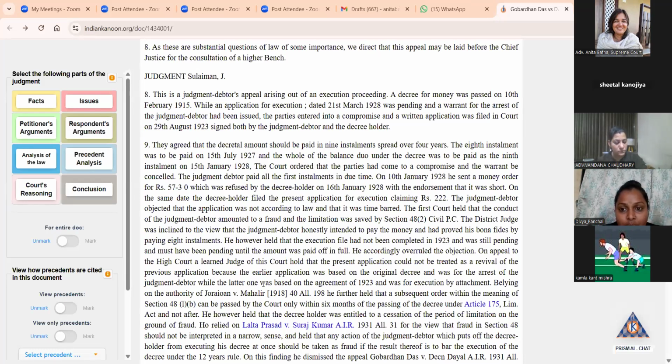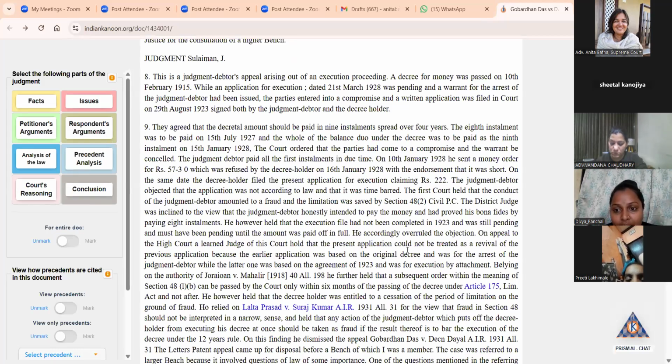On 10th January 1928, he sent a money order for rupees 57, which was refused by the decree holder on 16th January 1928, with the endorsement that it was short. On the same date, the decree holder filed the present application for execution claiming rupees 222. The judgment debtor objected that the application was not according to law and that it was time barred. The first court held that the conduct of the judgment debtor amounted to a fraud and the limitation was saved by section 48 subsection 2 Civil Procedure Code.